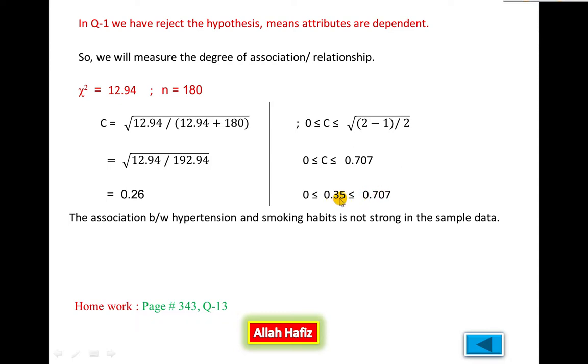If the value lies between the central value and the upper value, it indicates greater association. But here we have a small value, 0.26, between 0 and 0.35. So the association between hypertension and smoking habits is not strong, or you can say weak, in the sample data or collected data.